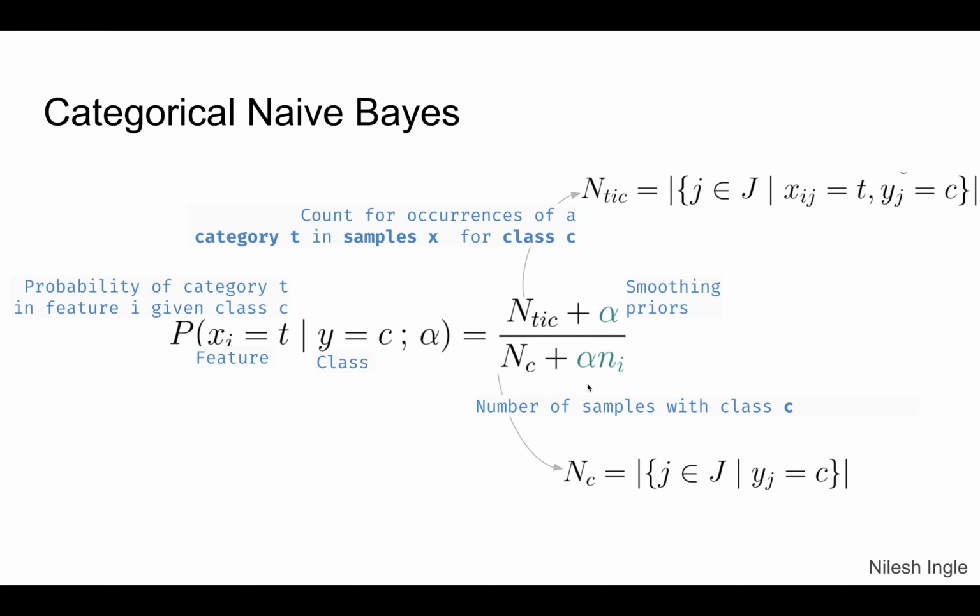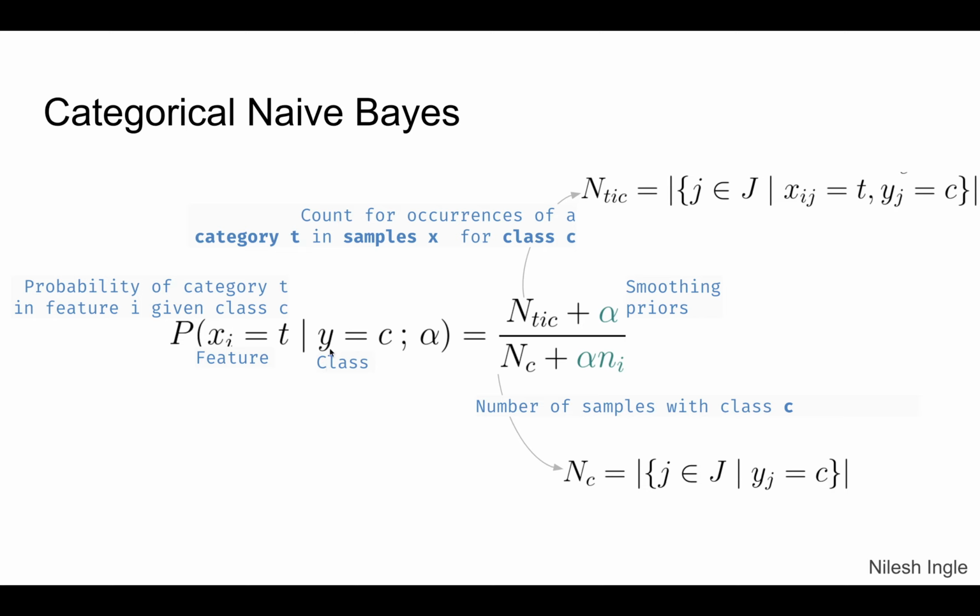These smoothing priors are similar. The difference is for the values of n in the numerator and denominator. So the numerator now is the count of occurrences of the category t in sample x for class C, and the denominator is the number of samples with class C. So this gives us the probability of category t in a feature i given class C.